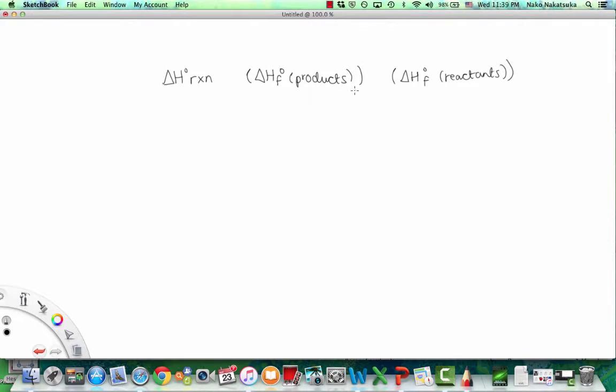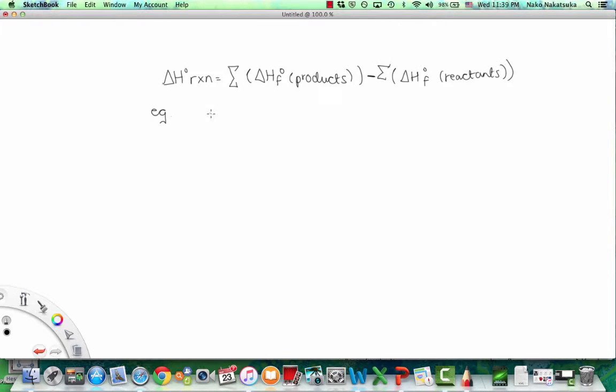Okay, so now let's relate these in an equation. The delta H of the reaction is the sum of the delta H of formation of the products minus the sum of the delta H of formation of the reactants. Let me show you an example of this so you can see it.